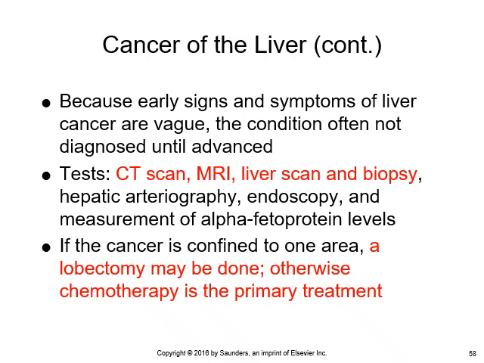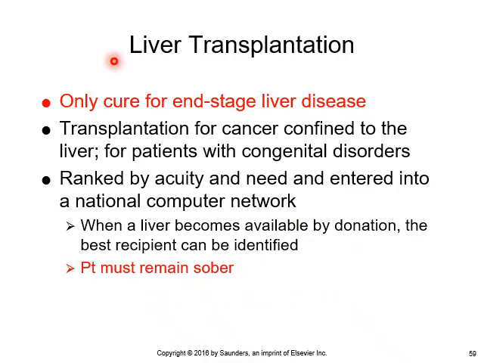We would do a CAT scan or MRI, liver scan, and biopsy to confirm diagnosis. If the cancer is confined to one area, a lobectomy may be done, which is the removal of a lobe of the liver. Otherwise, chemotherapy is the primary treatment. For patients that have end-stage liver disease, the only cure would be liver transplantation.